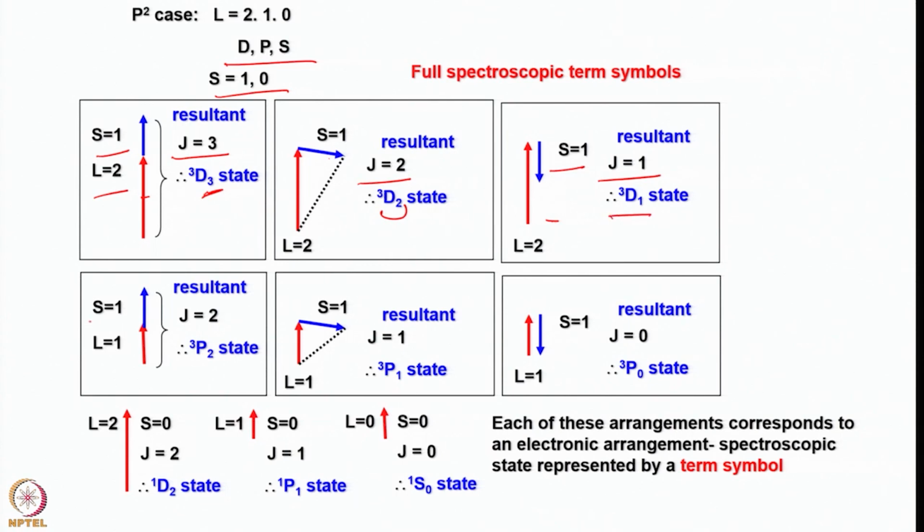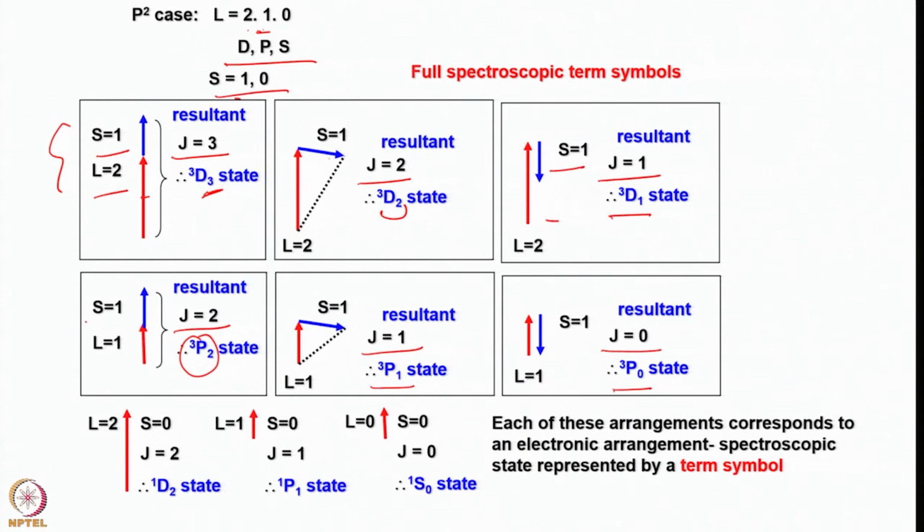So next we go for S equals 1 and L equals 1. Now L equals 2 and S equals 1 we were considering here. Now let us consider L equals 1 and S equals 1. Now the net resultant will be J equals 2 and this will be the 3P2 state, and now we can have interaction in this way so that the J value equals 1 and here we get the 3P1 state, and now if you interact in this fashion, J equals 0, we get the 3P0 state. This is the ground state. We call it L minus S and we call here L plus S.